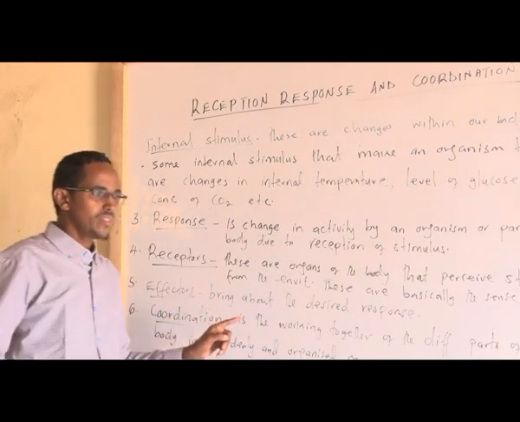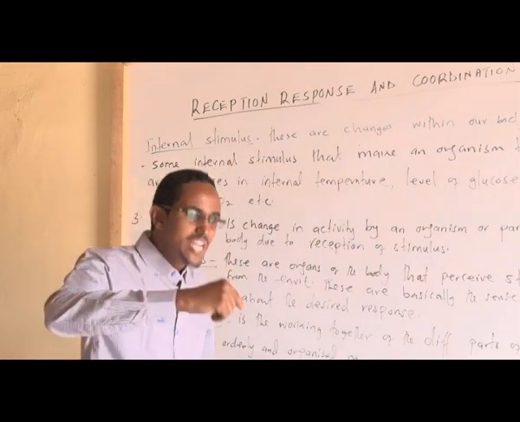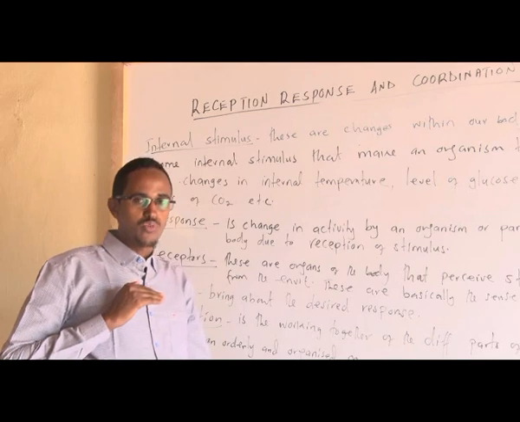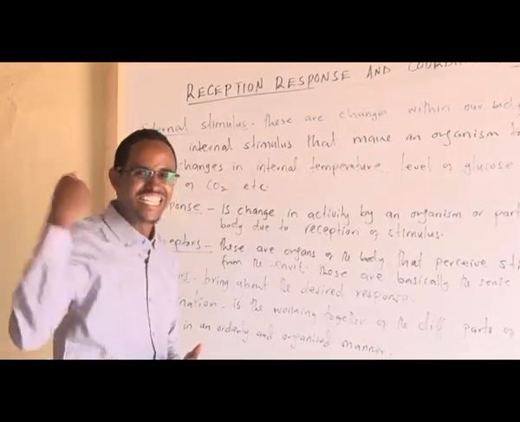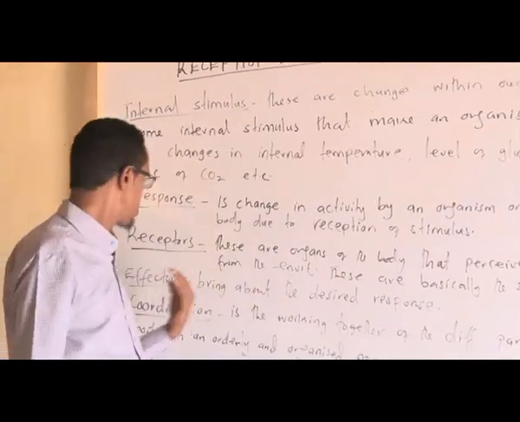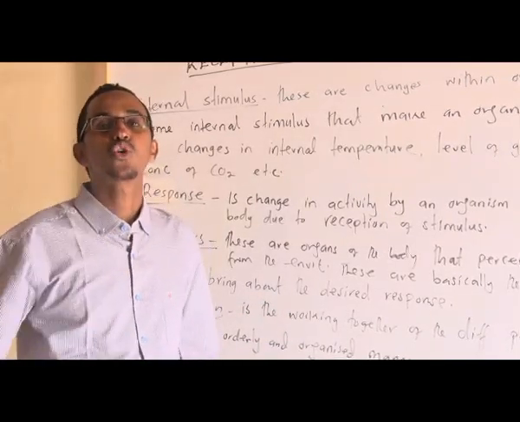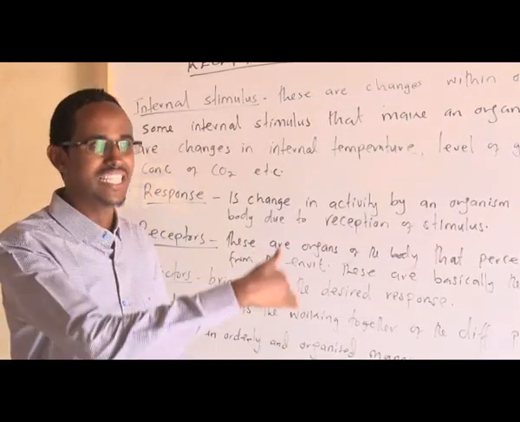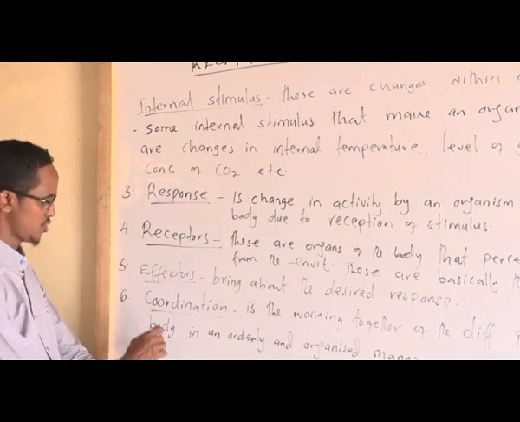Effectors. We said when we receive a stimulus, we need to respond. Those parts of our body that bring about the desired response are what we are calling effectors. Basically, these are the body muscles and glands. I don't want to discuss them now, they will come by themselves somewhere in the topic.